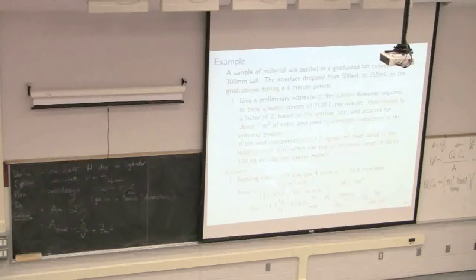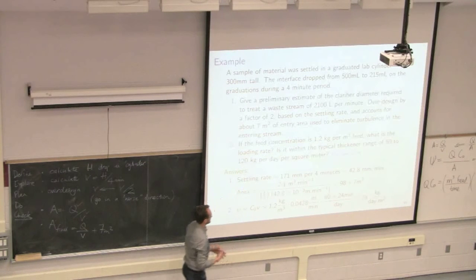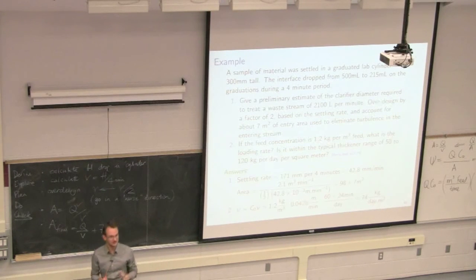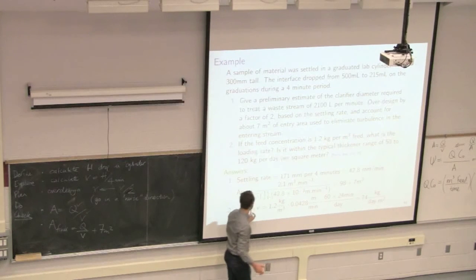Your feed concentration is 1.2 kilograms per meter cubed. What is the loading rate? Is it within the typical range of 50 to 120 kilograms per day per square meter? That number comes from Perry's. There's the reference for you to go look that up. We've calculated this area. Does it match with what's out there in reality? So if you sub in that number, feed concentration 1.2 kilograms per meter cubed, that's C naught.